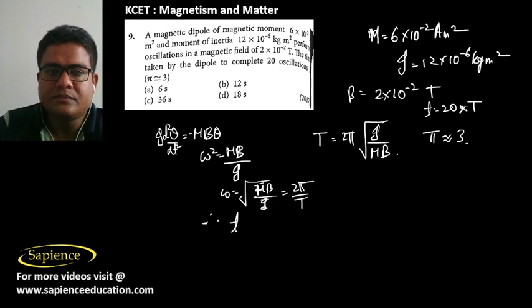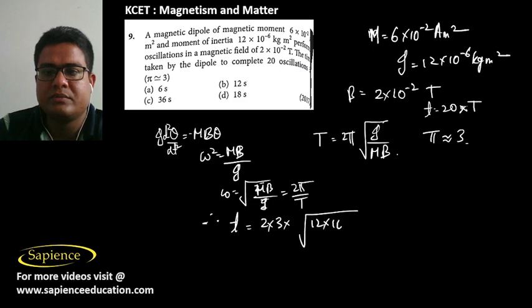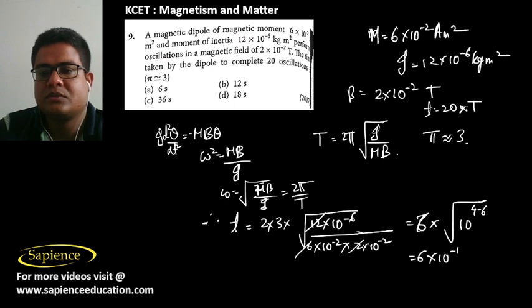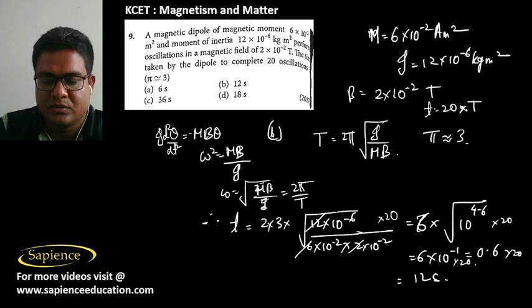Therefore, the required time taken by the magnetic dipole to complete 20 oscillations will be 2 into 3 into square root of I by M B, that is 12 into 10 power minus 6 by 6 into 10 power minus 2 into 2 into 10 power minus 2. So 12 and 12 will cancel out. This will be 6 into root over 10 power 4 minus 6, that is 10 power minus 2, so 6 into 10 power minus 1, that is 0.6. That into 20, so this will be 12 seconds. Option D is the correct answer.